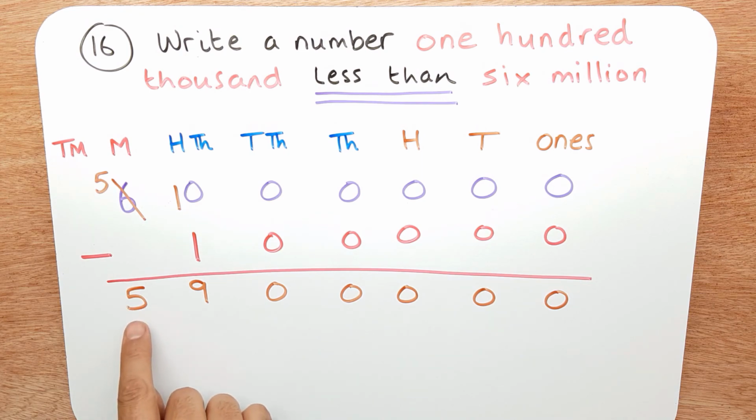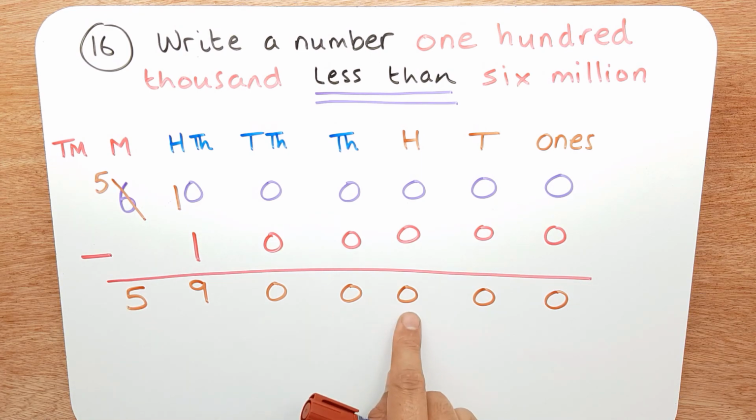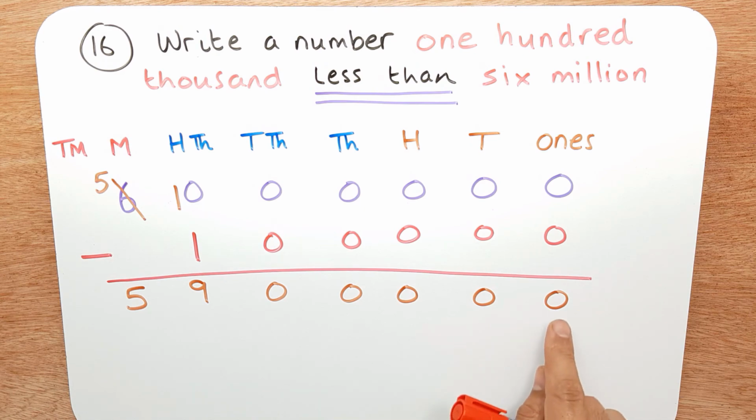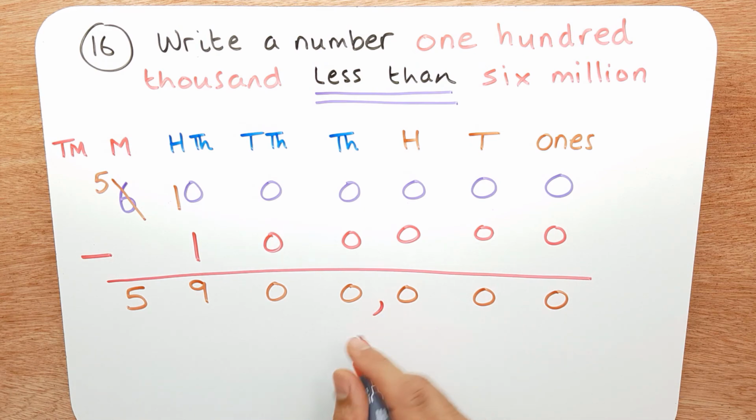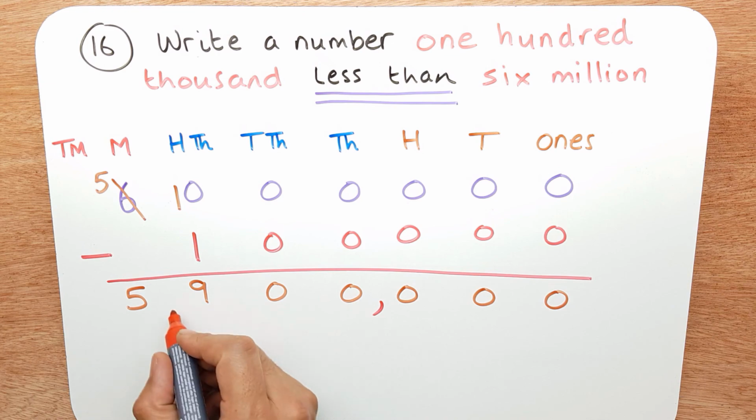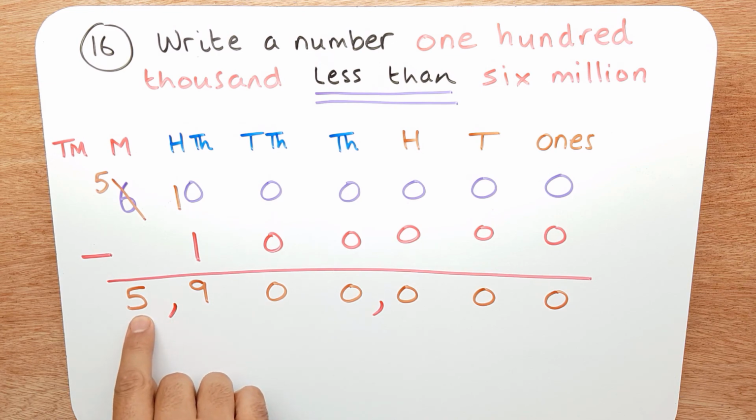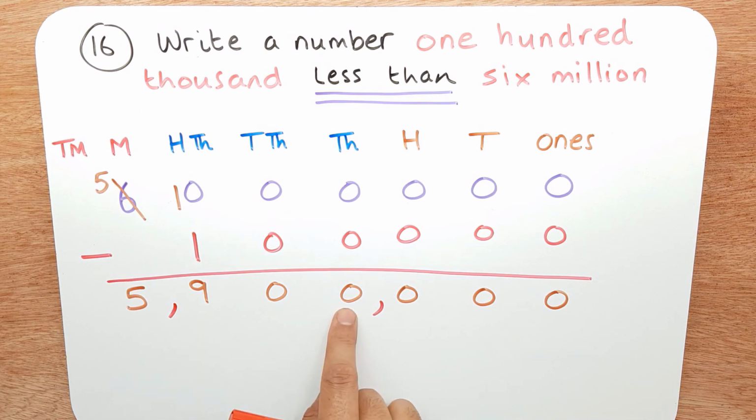So our answer is 5,900,000. As before, 1, 2, 3 thousands. 1, 2, 3 millions. So it's 5,900,000. And that's it. So it's 5,900,000.